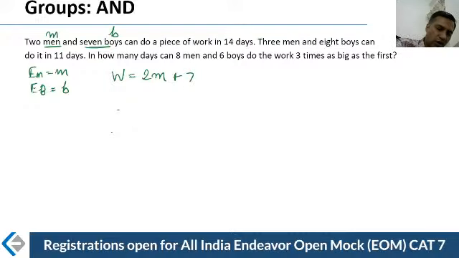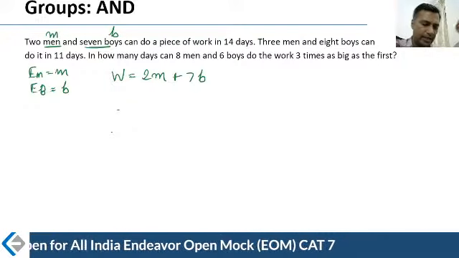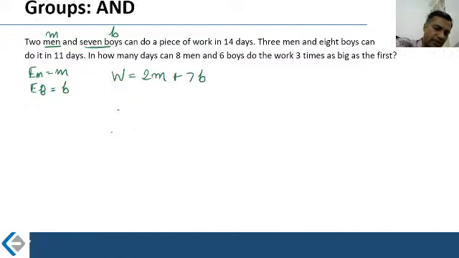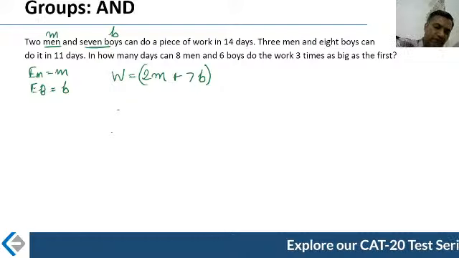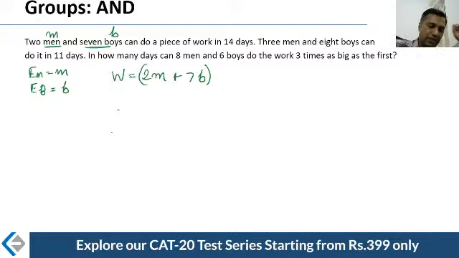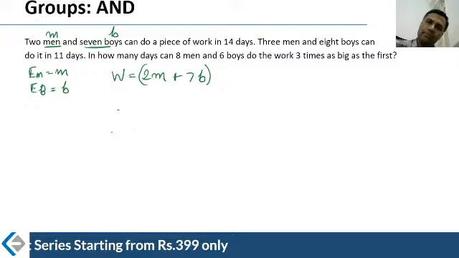Now how much is the work contribution? What's the efficiency of each boy? B. Each boy can contribute b units per day, therefore 7b. This is the output per day, because each man can contribute m units per day. There are 2 men, therefore 2m units are contributed. Each boy can contribute b units per day, so 7b units are contributed per day.